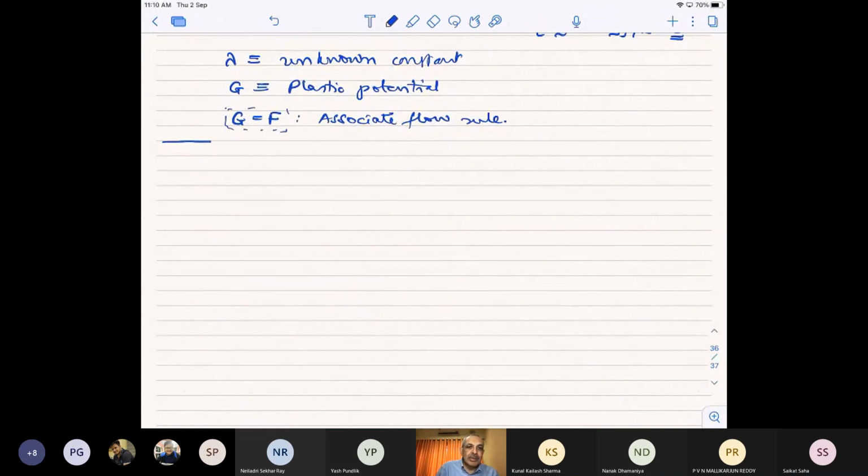In the next class, I'll write down the governing equations, and then we'll do examples for both Mohr-Coulomb and critical state theory. Both of them we will take up in the next class. I'm going to just rub that out because we haven't done that.